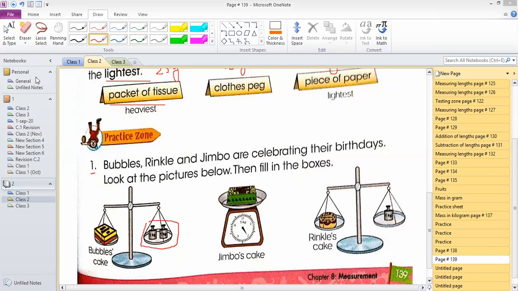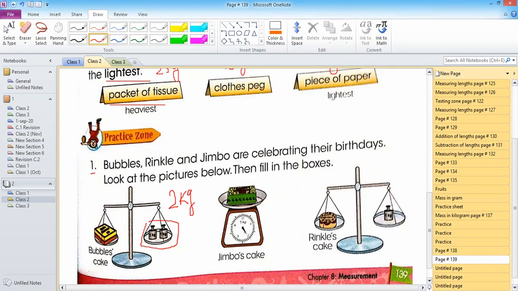2 kilogram. Very good. The answer is 2 kilogram. Students, it is kg. If you check in the book, page number 139, you can easily see it is kg. So the mass of Bubble's cake is equal to 2 kilogram. Now check the mass of Jimbo's cake.